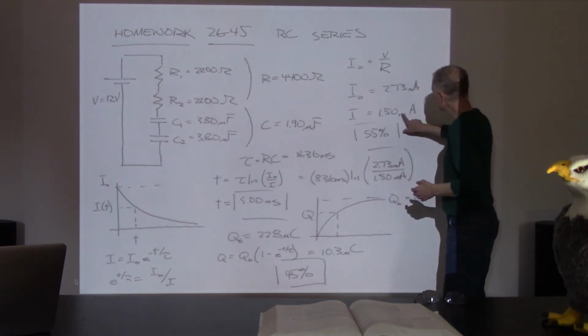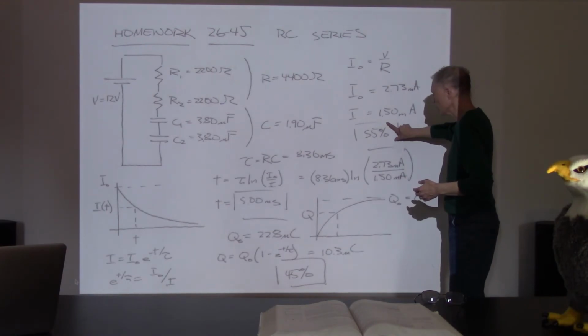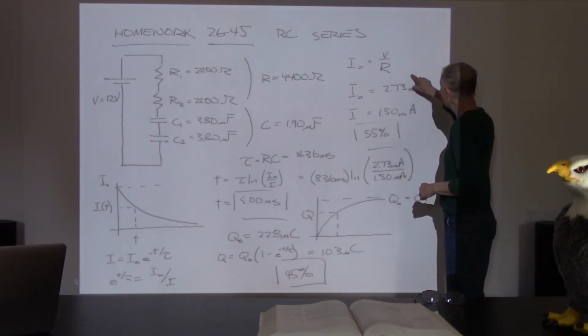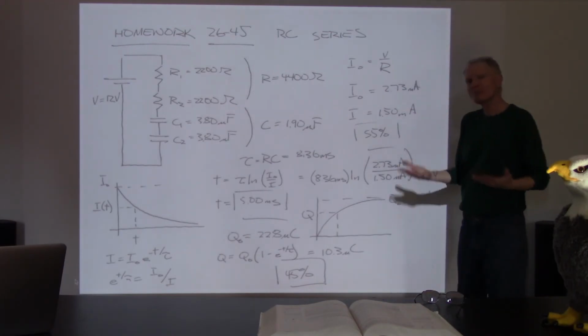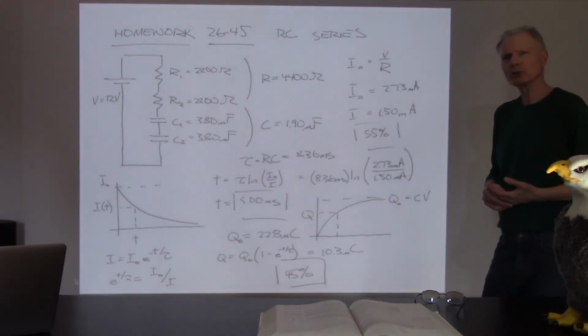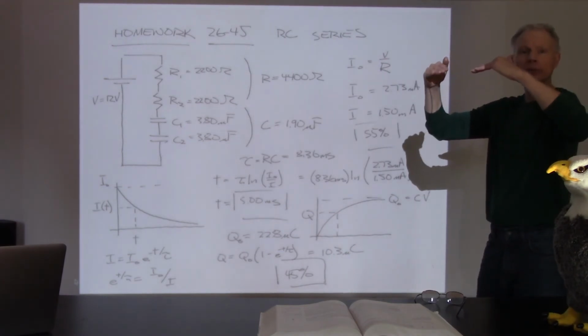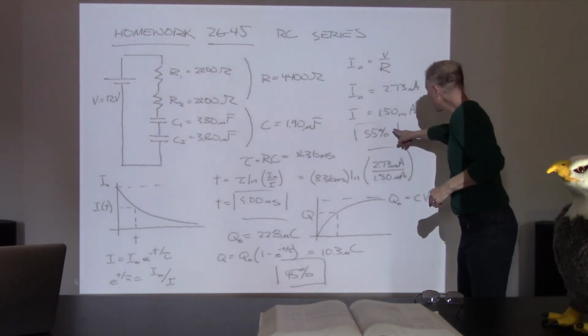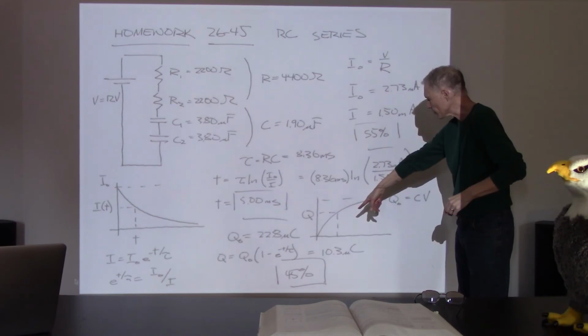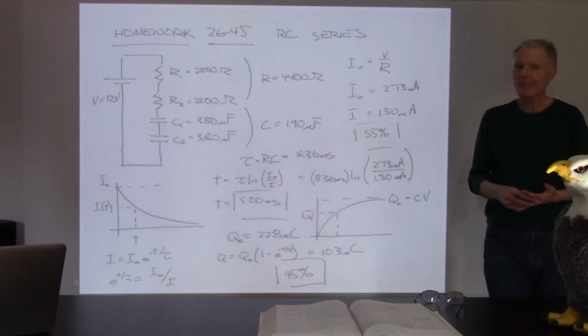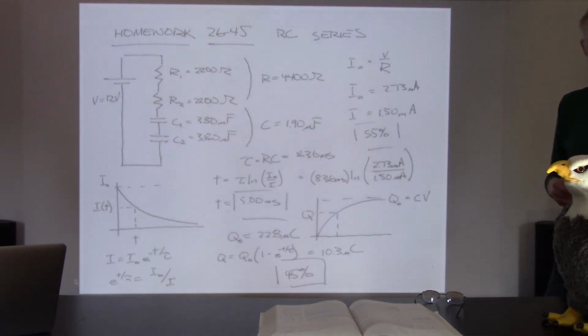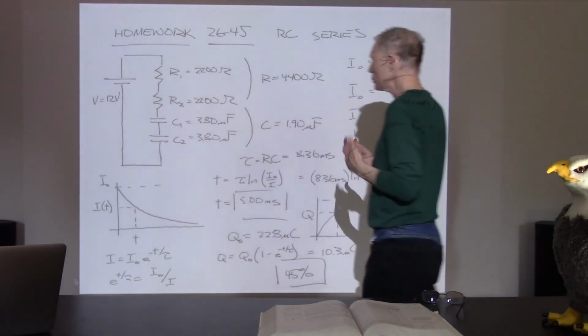The current has dropped down to 55%, carrying out the calculation, going from 2.73 down to 1.50. You know what that means for the charge? The charge will have risen to that complementary value of 45%. And putting all the numbers in, that is what it worked out to be. Okay, so a good problem.